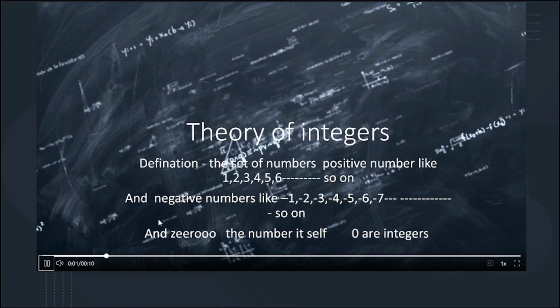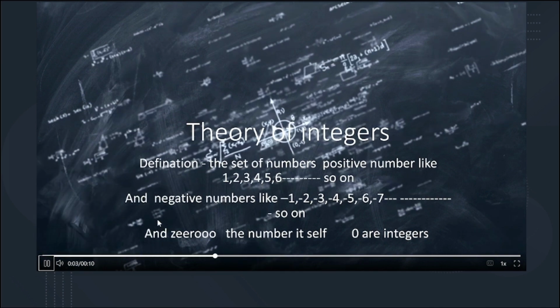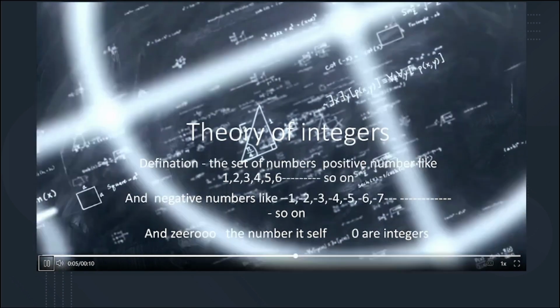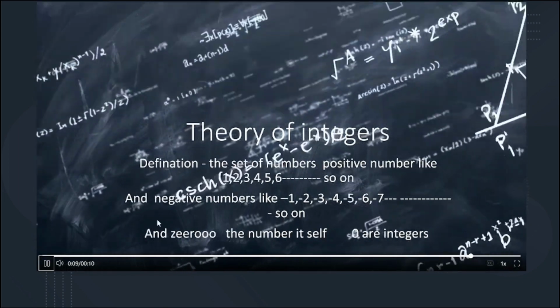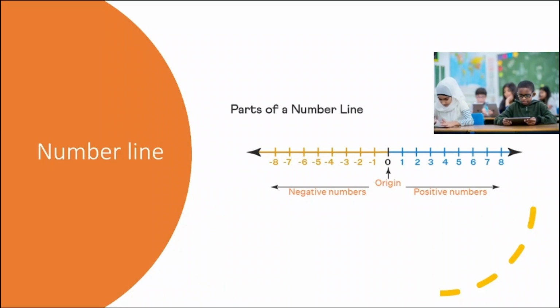Integers. Integers are the set of numbers which includes 1, 2, 3, 4, 5 and so on. It also includes negative numbers like -1, -2, -3, -4, -6, -7, and so on. It also includes 0. So all the numbers: negative numbers, 0, and positive numbers. These are the integers.